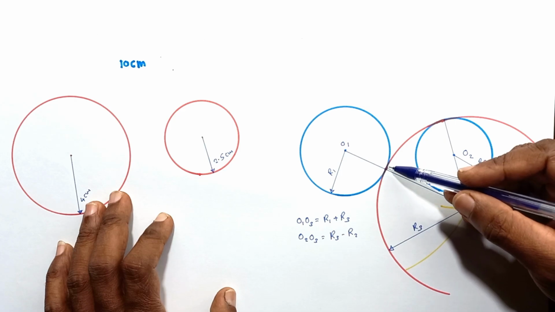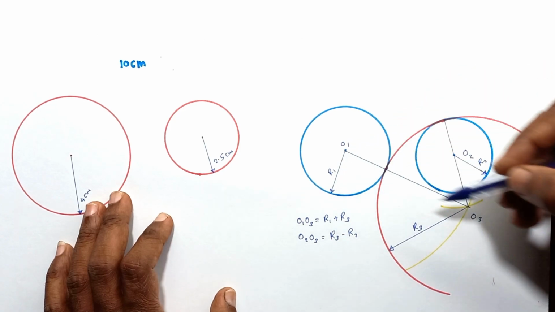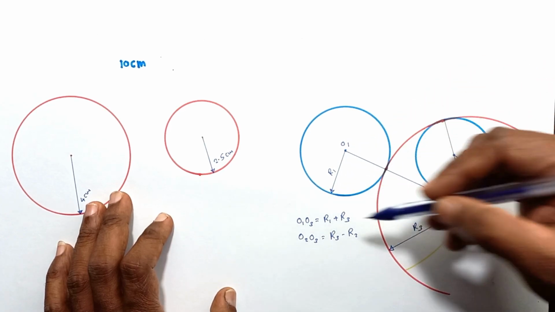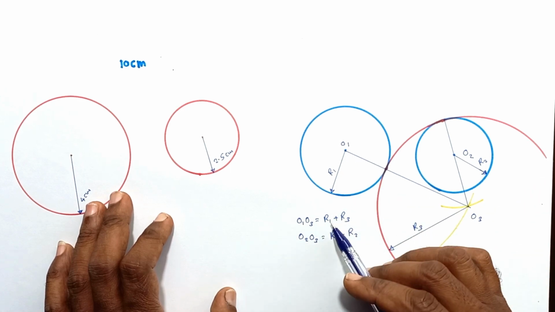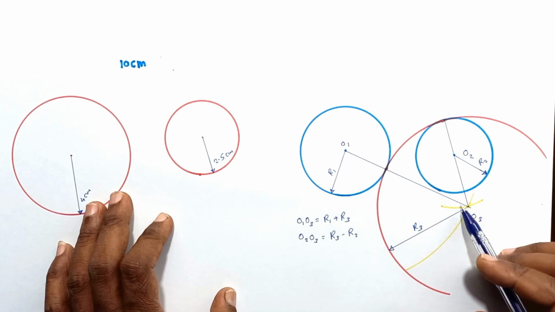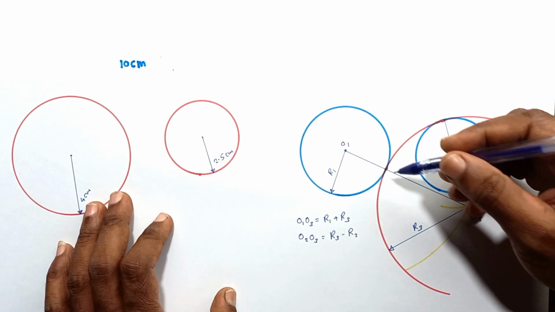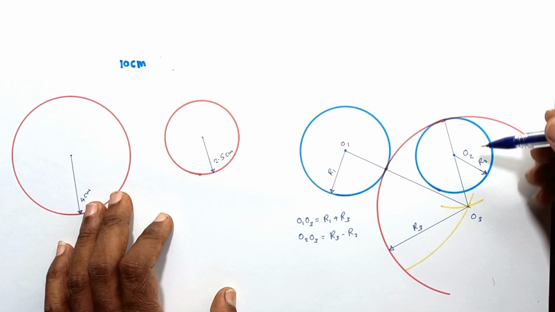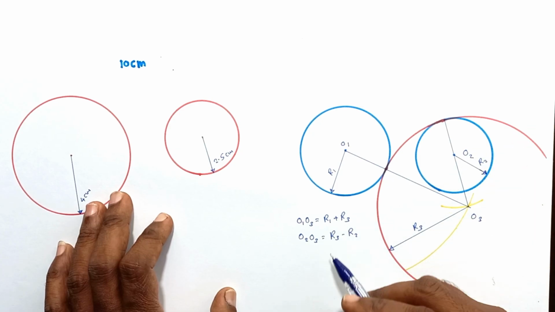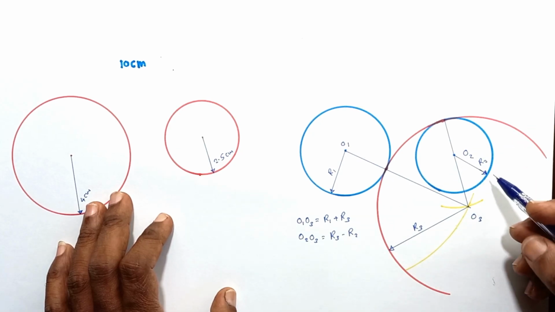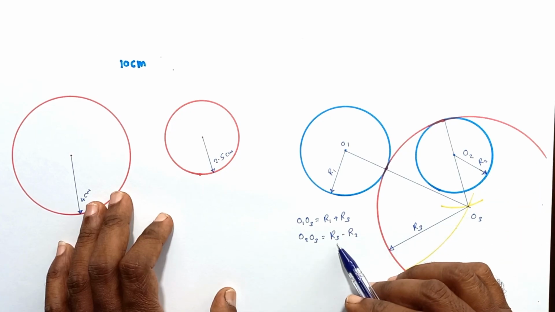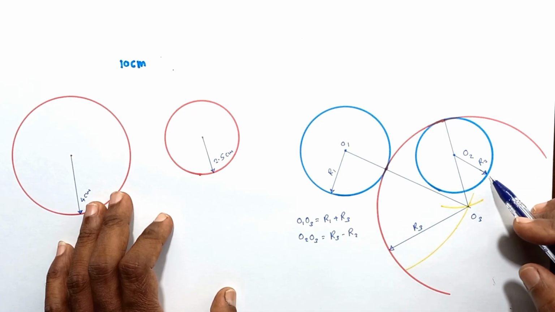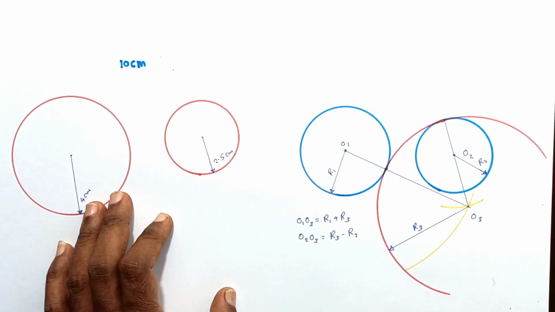Okay, when two circles are externally tangent, the distance between the two centers is equal to the addition of their radii. You can see the O1, O3 distance is equal to R1 plus R3. When two circles are tangent internally, the center distance is equal to the subtraction of their radii. You can see the O2, O3 distance is equal to the larger radius minus this radius, R3 minus R2. That means this distance is equal to R3 minus R2.